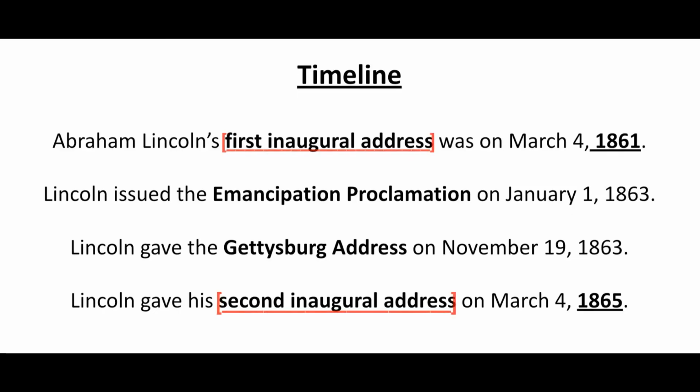Take a look at the timeline provided. You will see that Abraham Lincoln's first inaugural address was on March 4th, 1861, followed by, in the next couple years, the Emancipation Proclamation and his Gettysburg Address in the year 1863. But you'll notice that exactly 4 years later, on March 4th, 1865, he gave his second inaugural address.